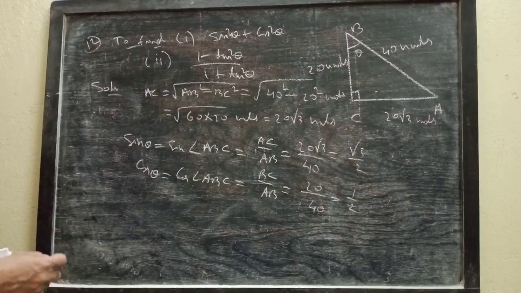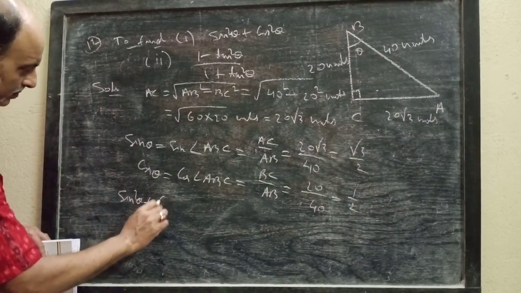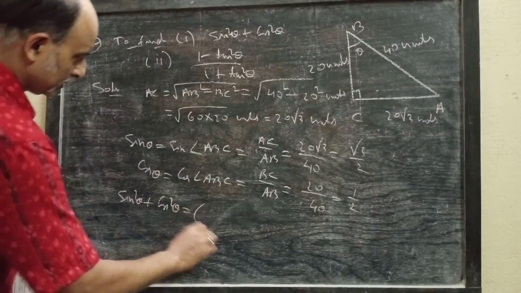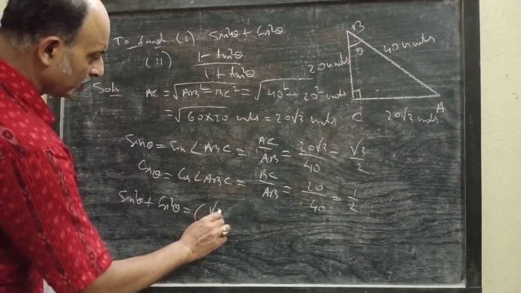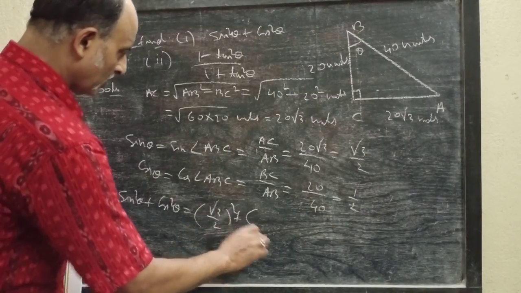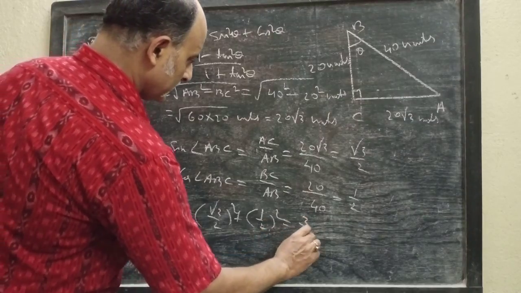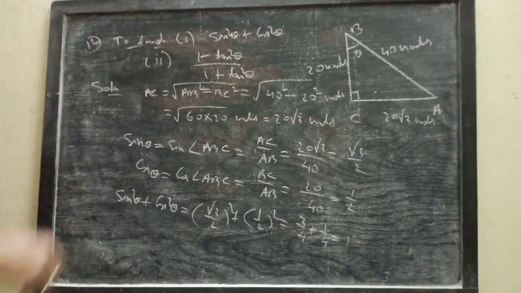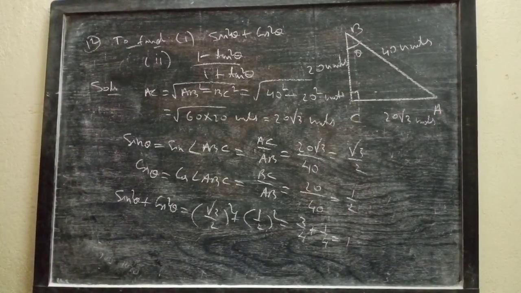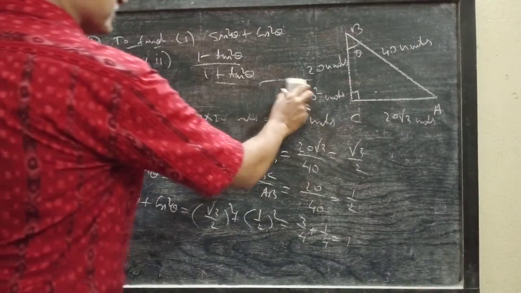Now sin square theta plus cos square theta. Sin theta whole square, that is root 3 by 2 whole square. Cos theta whole square, that is half whole square. This is 3 by 4, this is 1 by 4, this is 1. Next you have to find tan theta. Let us erase all this.